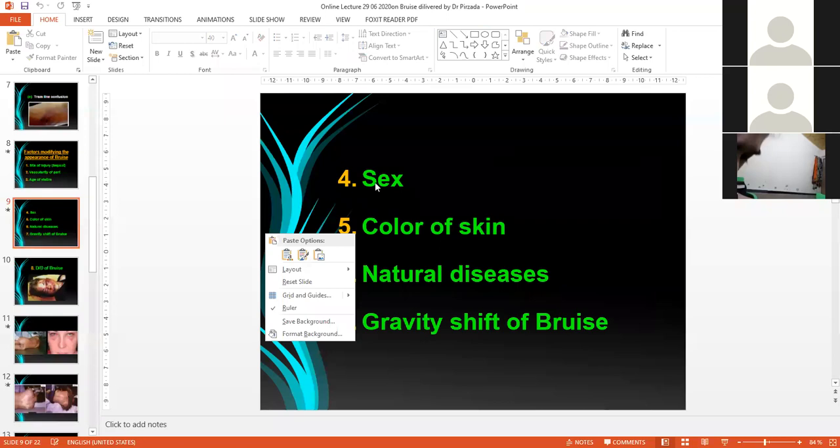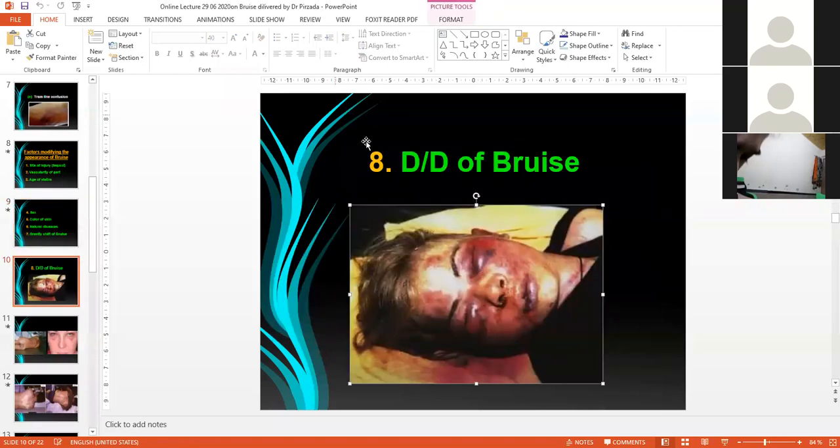Now, what is the differential diagnosis of the bruise? What are the DD? What are the confusing conditions which simulate the bruise? There are so many conditions which simulate the bruise.